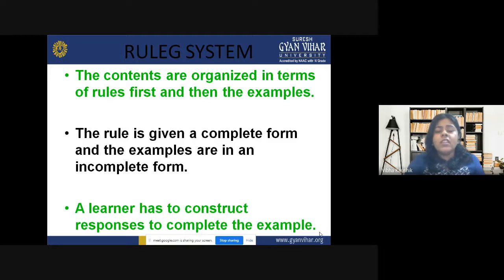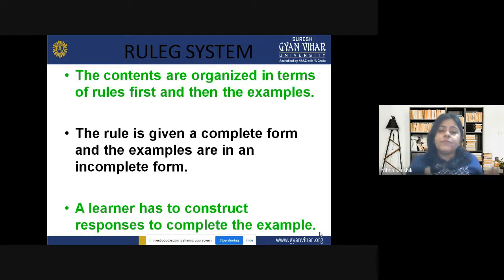Now, the next one is Rulex system. The content are organized in terms of rules first and then the example. When a programmer is designing or framing a linear program on the basis of Rulex system, at that time the programmer has to organize the content in terms of, he has to first present the rule before the learners, and then he has to present the various examples related to that particular rule.